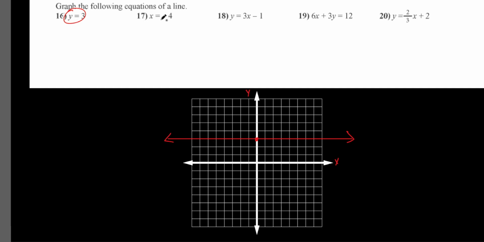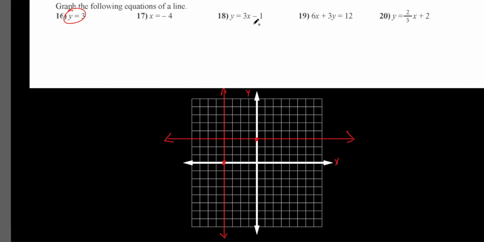All right? What if it says just x equals a number? There's no y on it at all. What does that mean? That means we go on the x-axis to where? Negative 4. 1, 2, 3, 4. Put a point here. Now what kind of line is it? It's a vertical line. It goes through the x-axis like that. And so that's what it should look like. You should put arrows. A lot of you guys aren't doing that, but you should. So that's number 17.